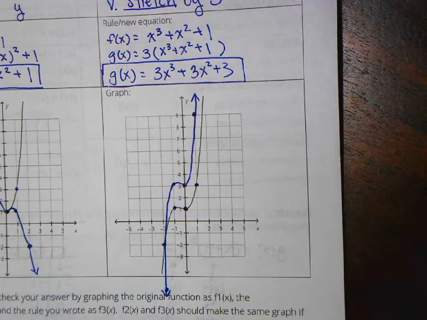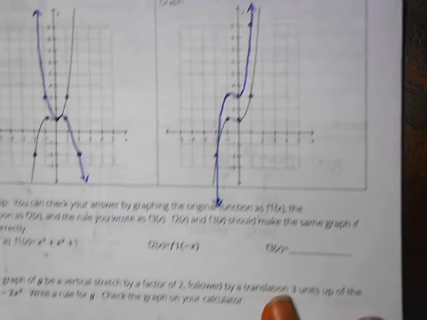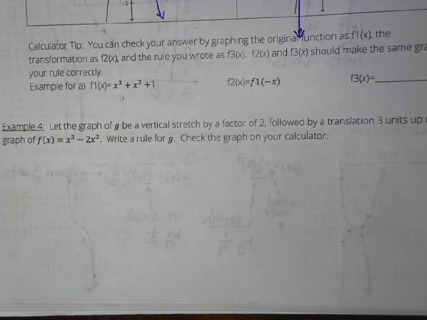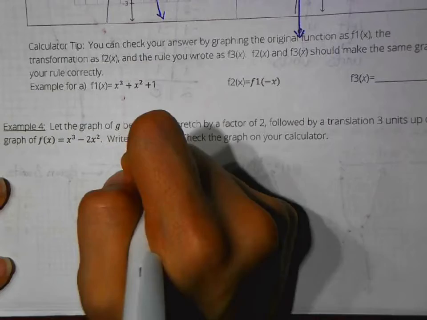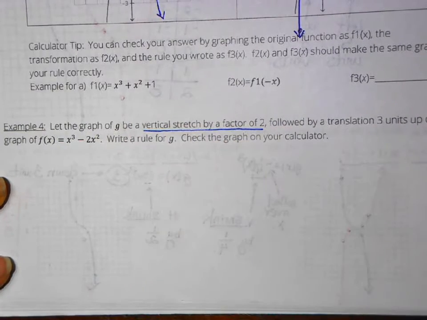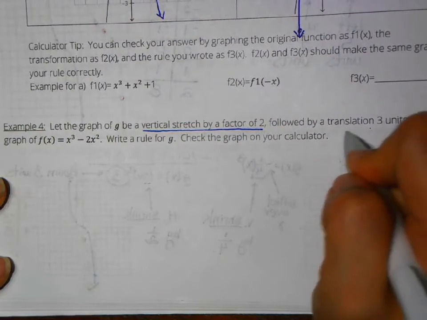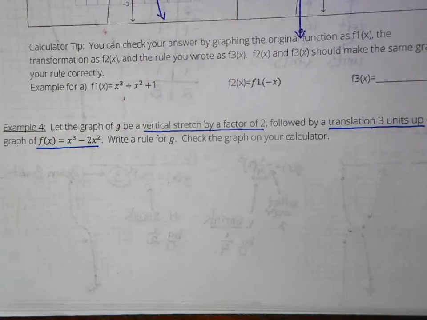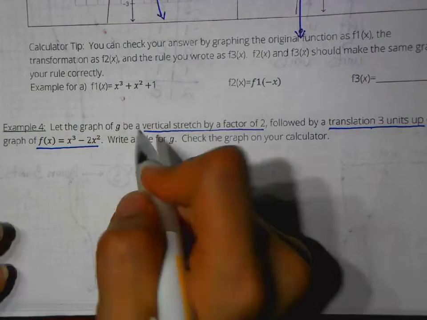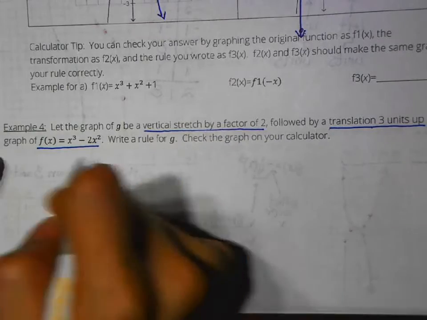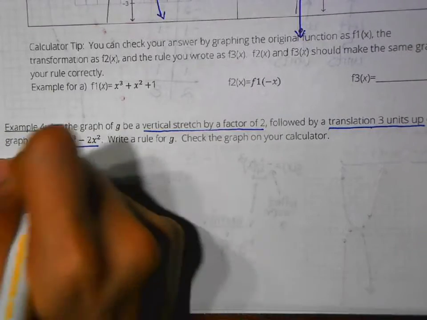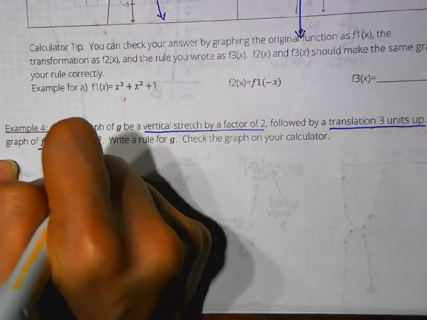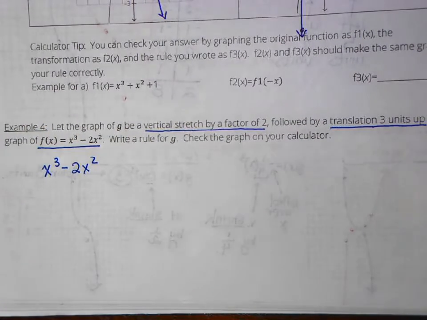The last thing we're going to do is take a look at the last example. It looks like the last example says, let the graph of G be a vertical stretch by a factor of 2, followed by 3 units up of the graph of f of x. Oh, so it looks like they want you to write the rule for G. So here's G, here's f. That's what I'm starting with. So I'm going to do x cubed minus 2x squared. I'm going to write that down. I'm going to do it one step at a time.